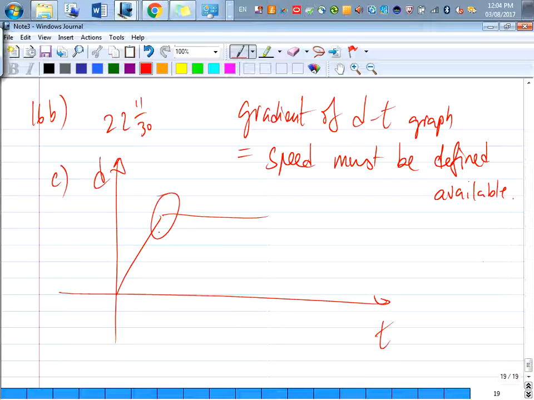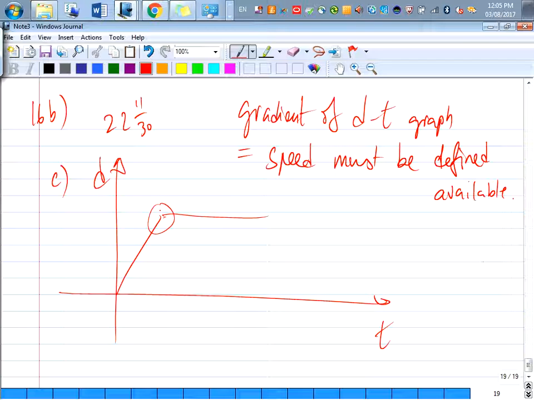Because I cannot draw the gradient, right? Can you draw a gradient at this point? Can you draw the tangent line? You can't say that the gradient is zero, because this point belongs to this diagonal as much as it belongs to the flat line. You can't say that the gradient is 0. You can't say that the gradient is, for example, 3. It is undefined. So if I see a distance-time graph with this kind of sharp points, it tells me that the speed over here is undefined.